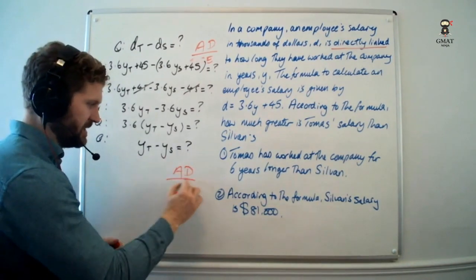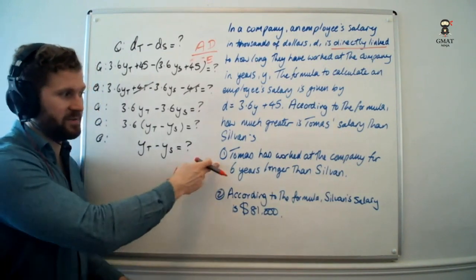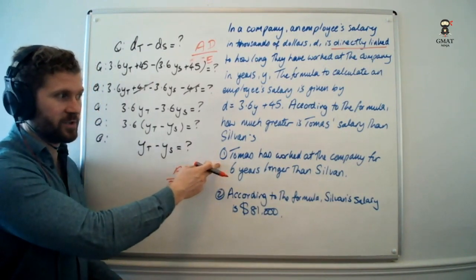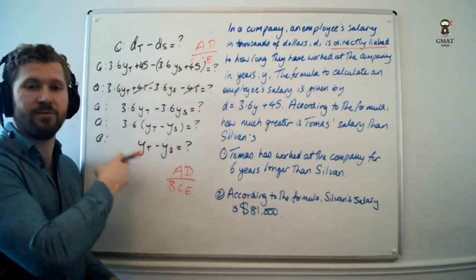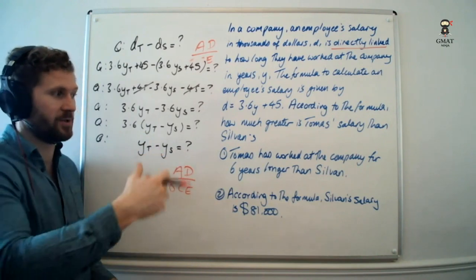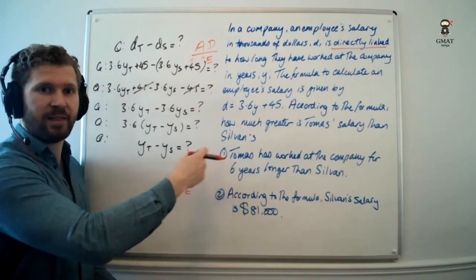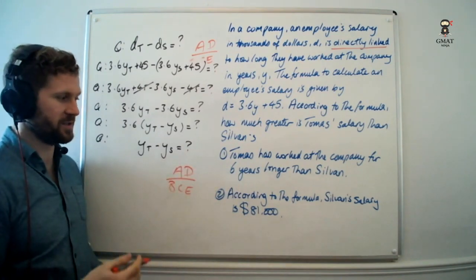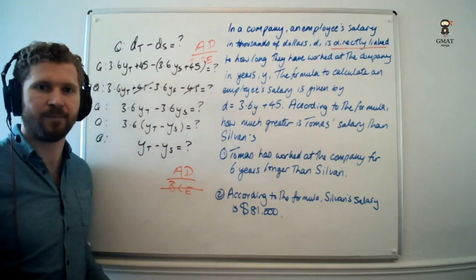Now, I'll redo the ADBCE thing since I rubbed it out above here. If we look at piece of information number 1, Thomas has worked at the company for 6 years longer than Sylvan. Well, that is exactly what we're looking for here. YT minus YS is how much longer Thomas has worked at the company than Sylvan, and we're told it's 6 years. That would be enough information to answer the question. So number 1 is sufficient, and I will cross out B, C, and E.